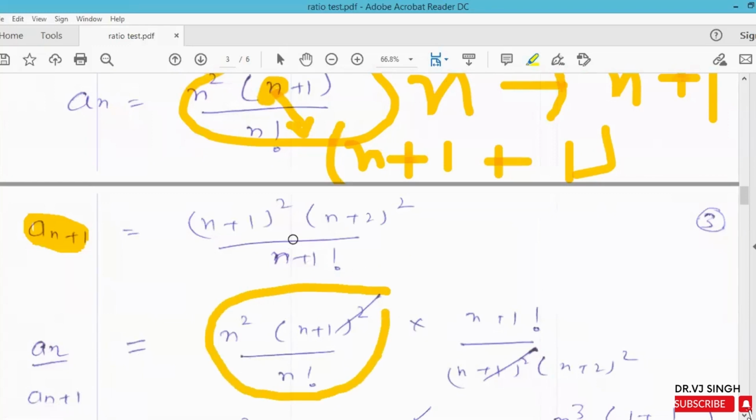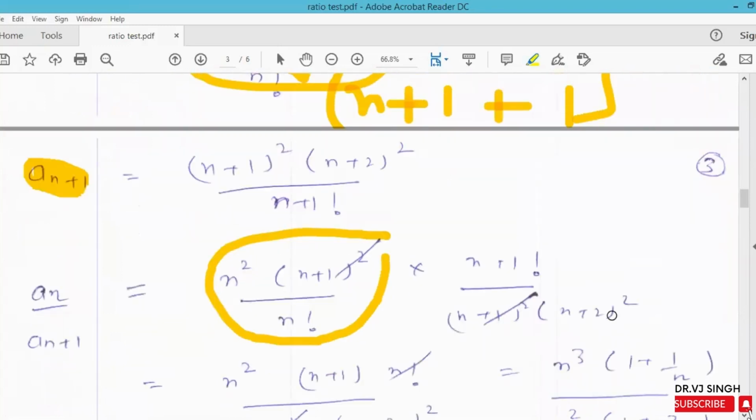So this goes up, it gets reversed, n plus 1 factorial, n plus 1. So whichever can cancel out, cancel: n plus 1 square is cancelled out. So here n square is left. Now again there are two factorials. This is very important to cancel out factorial.